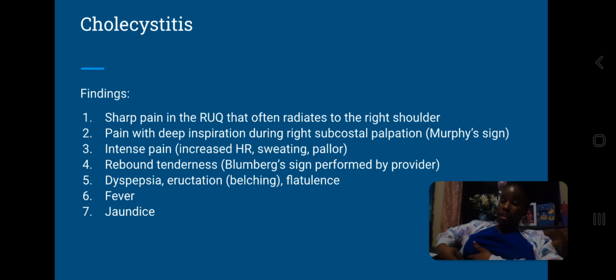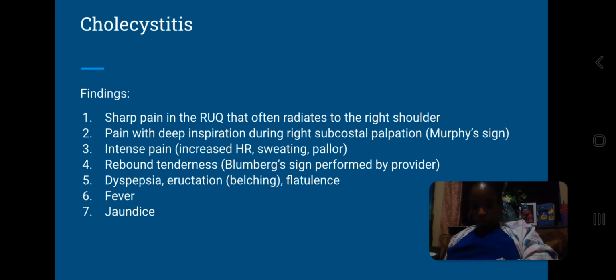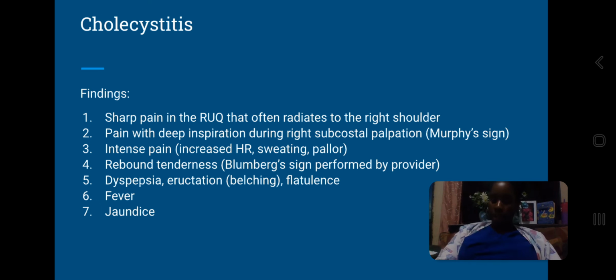When they palpate and assume it's gallbladder inflammation, the doctor palpates it and it's going to be rebound tenderness. Dyspepsia is heartburn, and then indigestion, having burping, and flatulence is gas. Actually, dyspepsia is just upper stomach pain. I thought it meant something else. Sorry. Then you're going to have a fever.